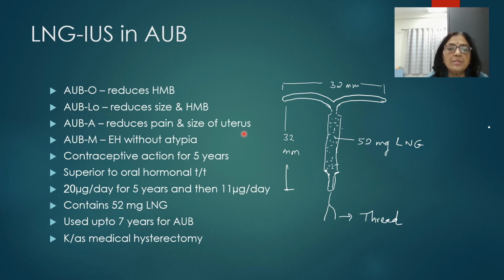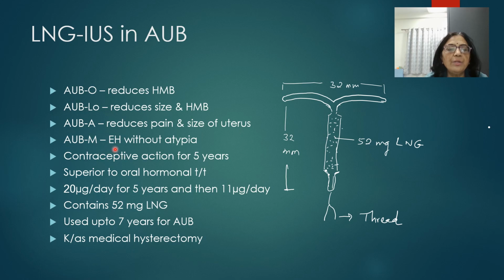What is happening is that inside the uterine cavity, levonorgestrel is getting released per day. It reduces the effect of estrogen on these endometrial foci which are present in the myometrium, and that is how it is thought to reduce the size of the uterus in patients with adenomyosis.